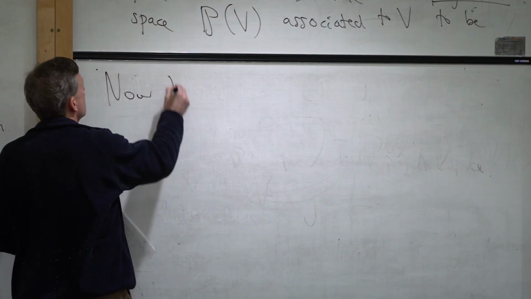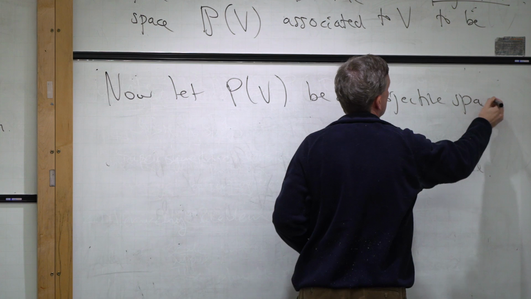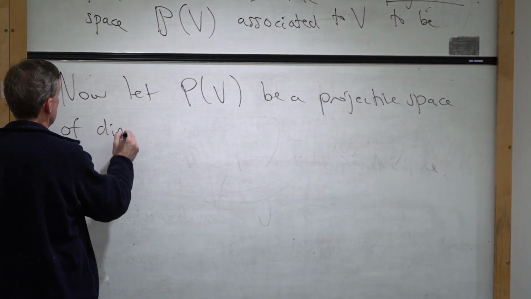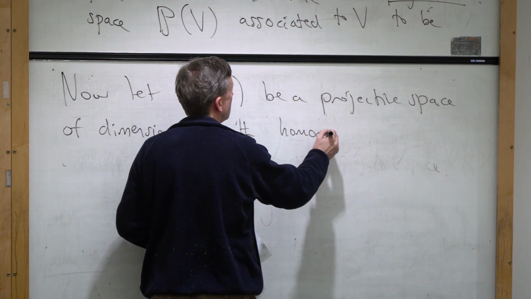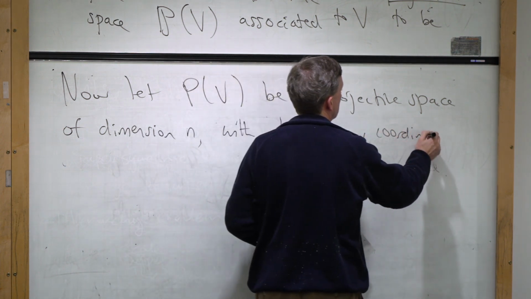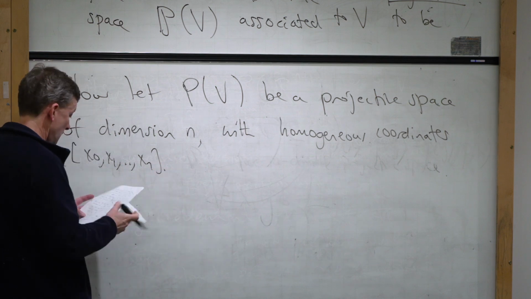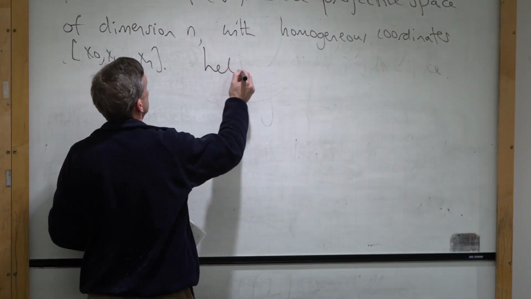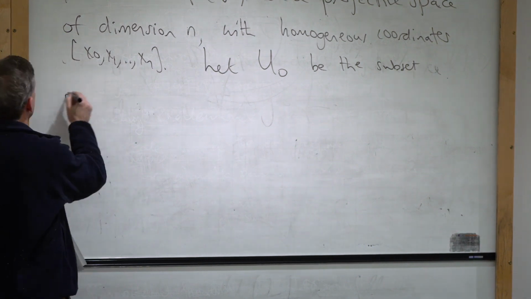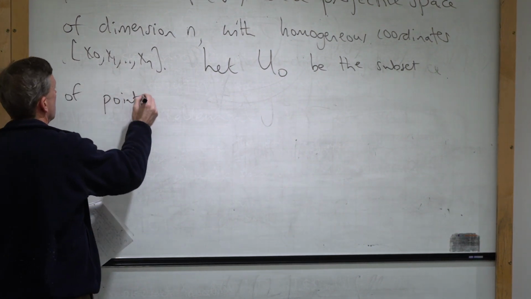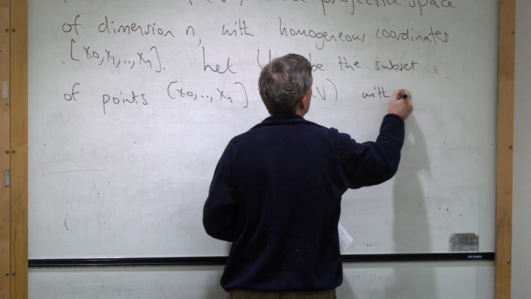Okay, well, so now let P of V be a projective space of dimension n with homogeneous coordinates [x0, ..., xn], and let U0 be the subset of points [x0, ..., xn] in P of V with x0 non-zero.